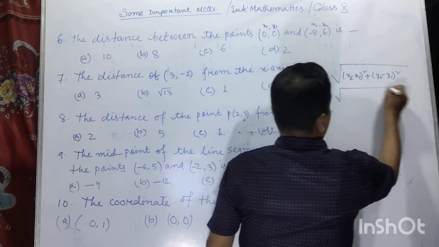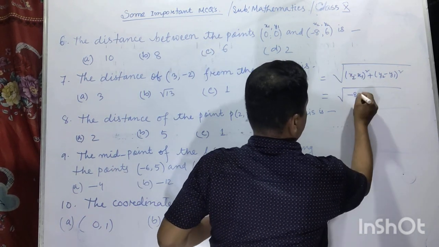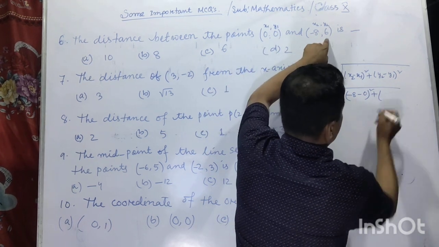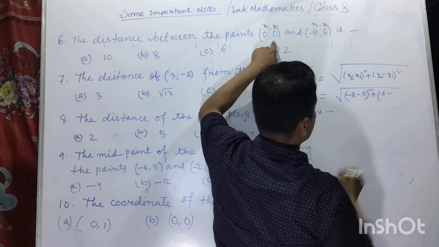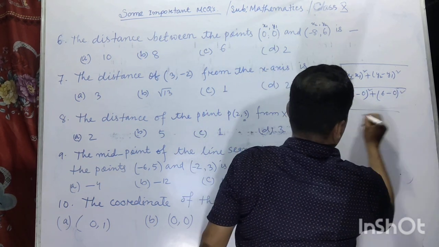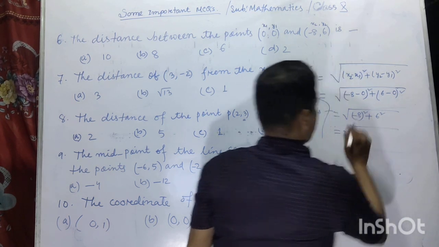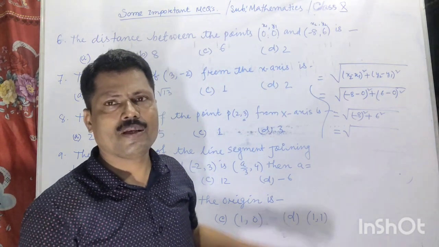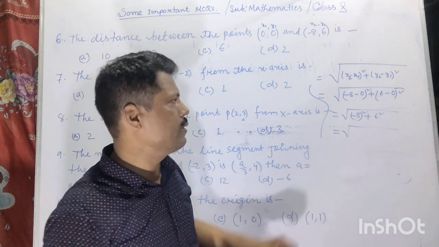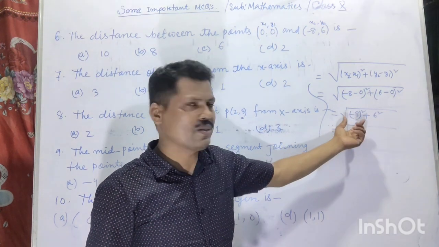So x2 value is minus 8, minus x1 which is 0, whole square, plus y2 value is 6 minus y1 value 0, whole square. So we can write minus 8 whole square plus 6 square. Minus 8 whole square means minus 8 into minus 8, that is positive 64, because the base is negative but the power is an even number, so the value will be positive.